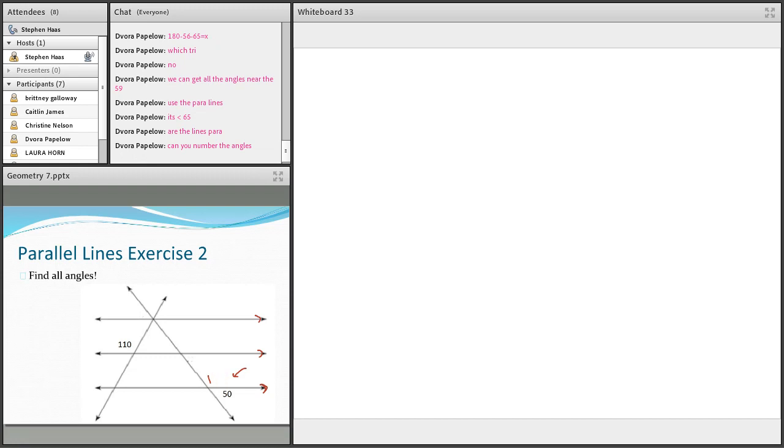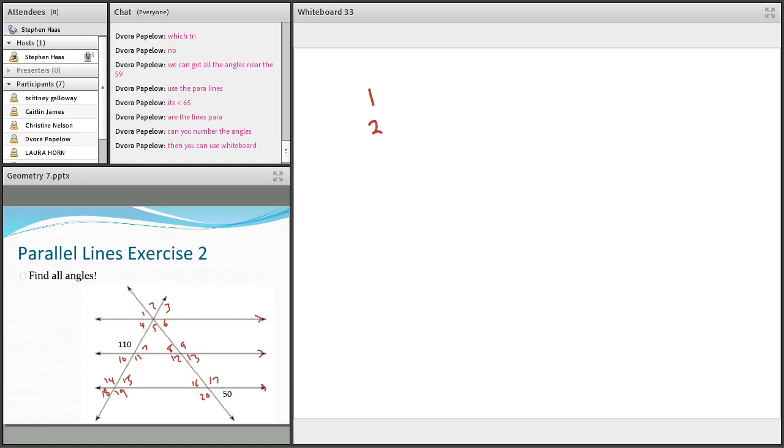okay, I guess I can number the angles. It's not a big deal. Let's name them angle 1, 2, 3, 4, 5, 6, 7, 8, 9, 10, 11, 12, 13, 14, 15, 16, 17, 18, 19, 20. Okay, so let's figure out all our angles.